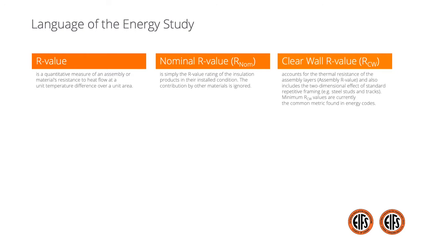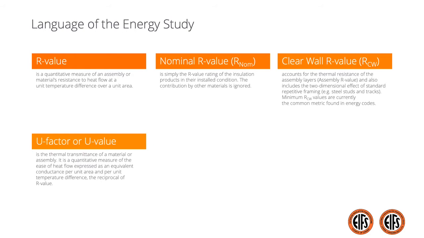Clear wall R value accounts for the thermal resistance of the assembly's layers. It also includes for the two-dimensional effect of standard repetitive framing, studs and tracks. Minimum clear wall R values are currently the common metric found in our energy codes. U factor, or U value, where used in the National Energy Code for buildings, is a weighted calculation that accounts for thermal bridging by elements representing greater than 2% of the wall's cross-sectional area. It is the inverse, if you will, of the clear wall R value definition.